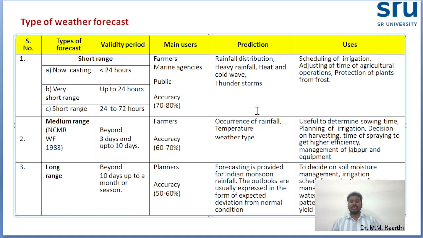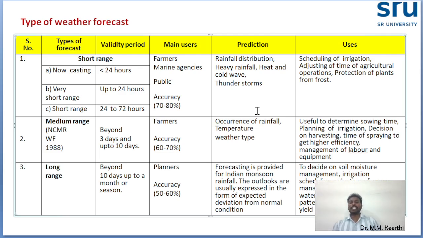Short range weather forecasting. Here the short range means, as I already told, a minimum number of hours. The duration is very less compared to medium and long range. In short range weather forecasting, they again divide it into three types: one is nowcasting, the second is very short range forecasting, and the third is short range weather forecasting. Nowcasting is where the validity period is less than 24 hours. Very short range means up to 24 hours. Short range means 24 to 72 hours.